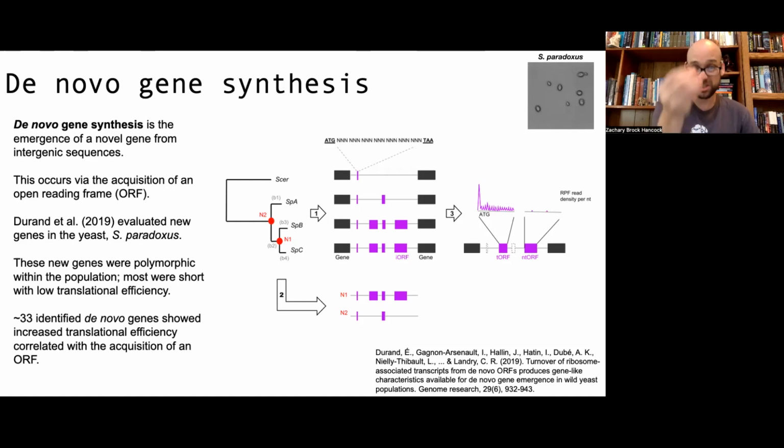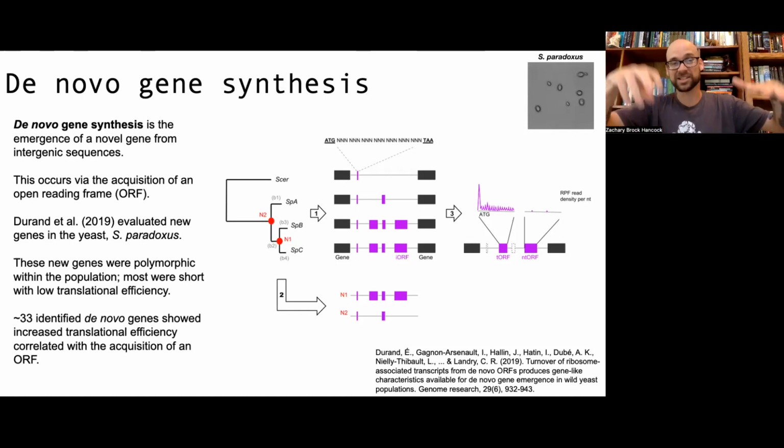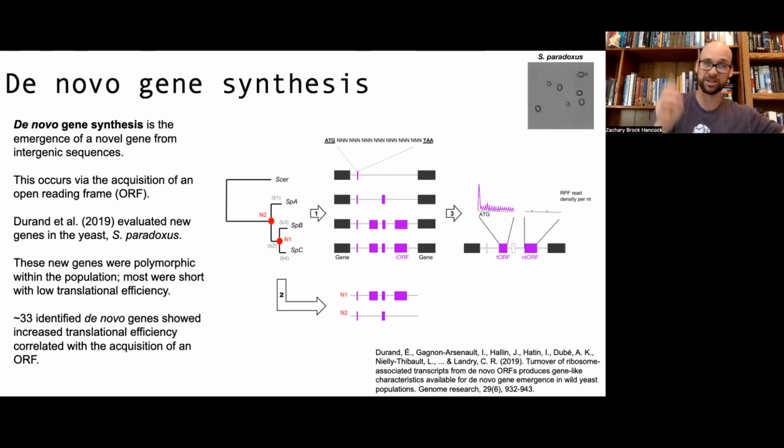Now, again, this is a polymorphic gene. This is a gene that some individuals of Paradoxus have and others do not have. Right? So it very clearly has emerged since the common ancestor of even just Paradoxus, and definitely since the common ancestor of Paradoxus and Cerevisiae, which are two yeast species. So this is a really fascinating example of how brand new genes can emerge from intergenic sequences.